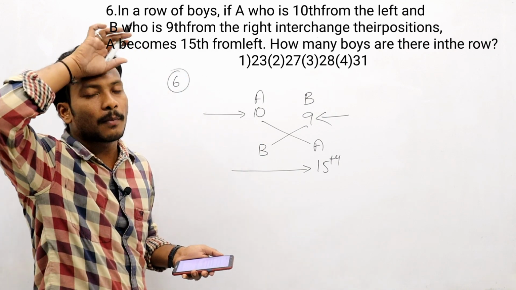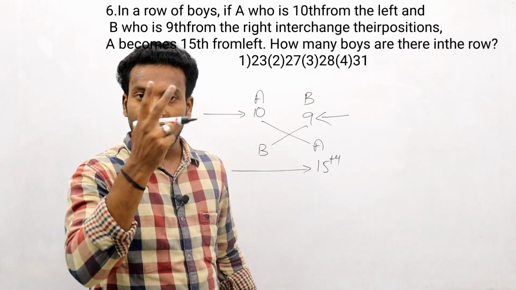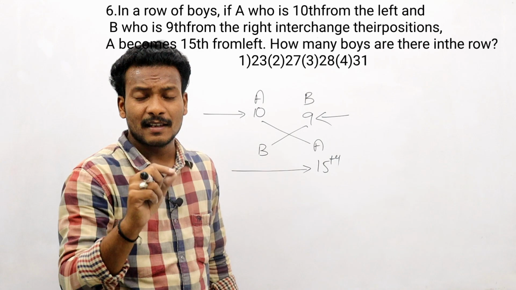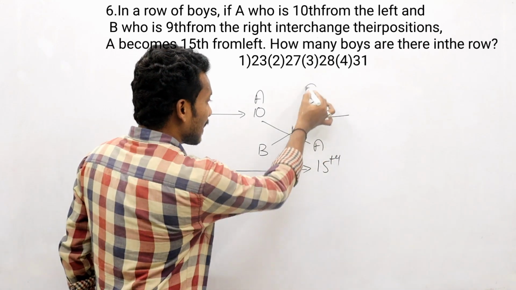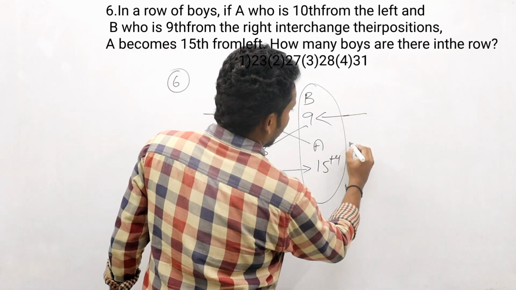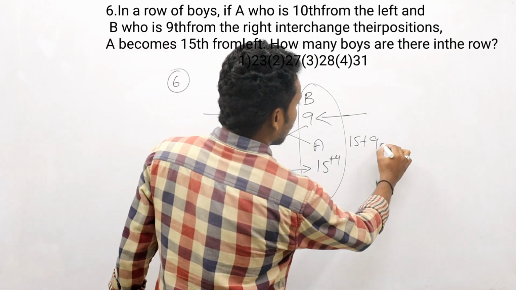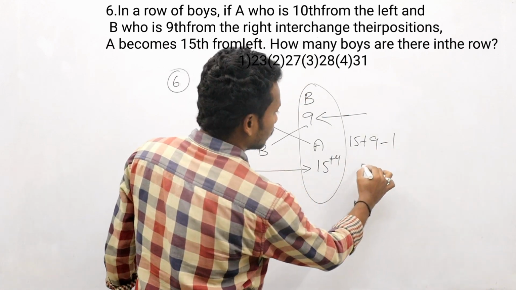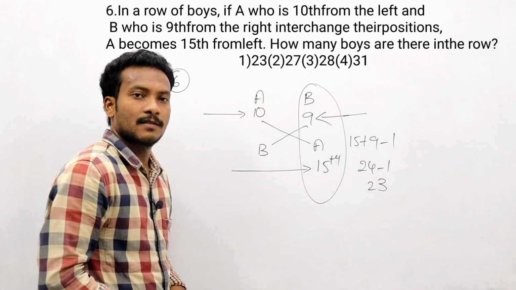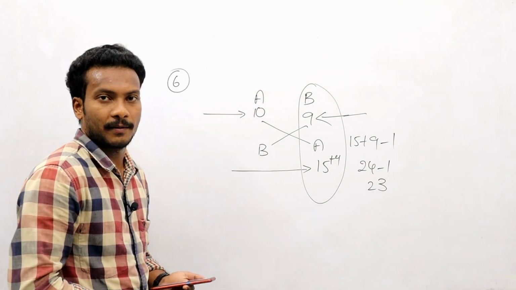For finding the number of persons or number of articles like that, we need 2 different positions of the same person. Now it is the same place, from the right it is 9. 15 plus 9. For finding the number of persons, we take minus 1. 15 plus 9 is 24. 24 minus 1 is 23. 23 persons are there in this line.